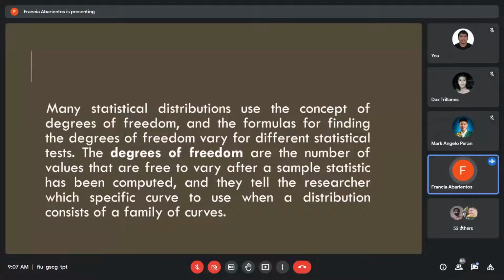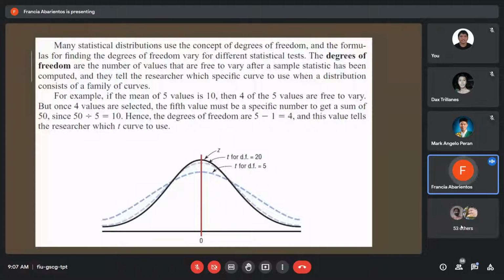So we need to compute for this. The degrees of freedom tells the researcher which specific curve to be used when a distribution consists of a family of curves. The next slide is the representation of the t distribution, which differs from the z, which falls under the normal distribution.